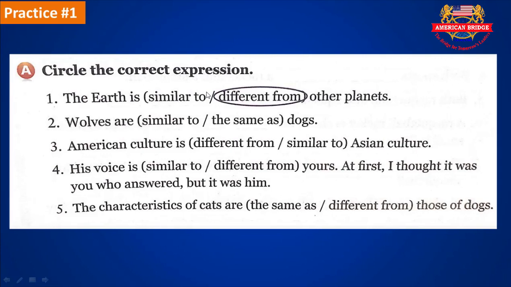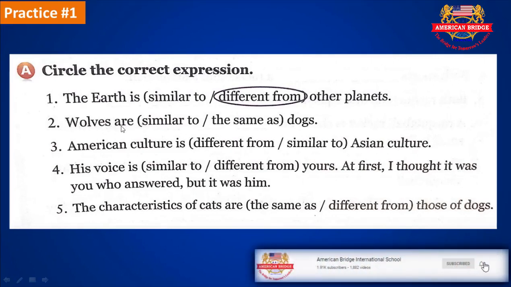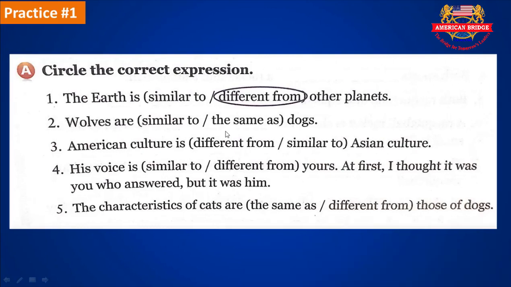So now we do some practice, circle the correct expression. You see on the writing tutor, okay, on page 89. So the first one you use only see different from and similar to, okay, like the Earth is similar to and different from other planets. Already given the answer, and number two, like both are similar to the dogs or the same as dog. So the right answer is similar to, okay, not the same but they are similar to.